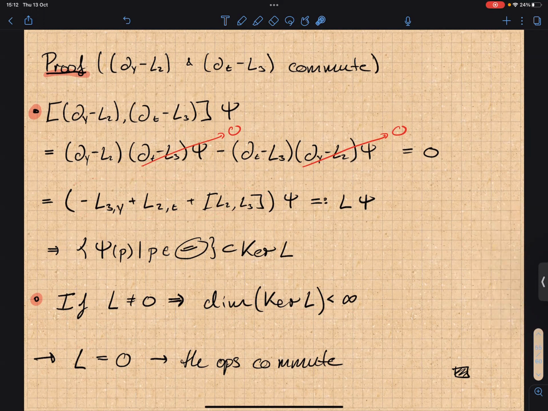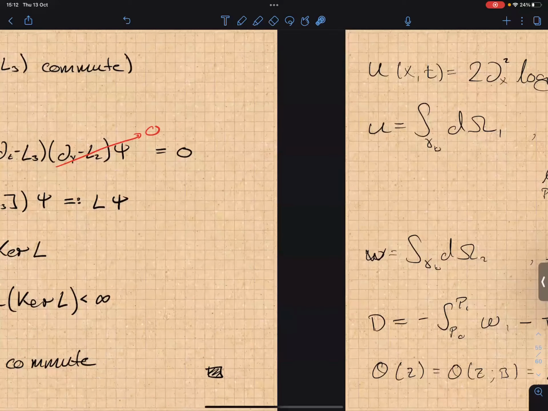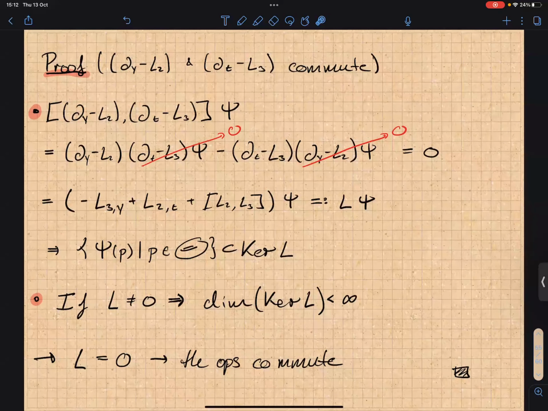And then that tells us that these 2 operators commute, which means that they're consistent, and following the thread, that means that U is a solution of the KP equation. So it all comes through the Baker-Akhiezer function and how rigid it is. So I think that's it for now.